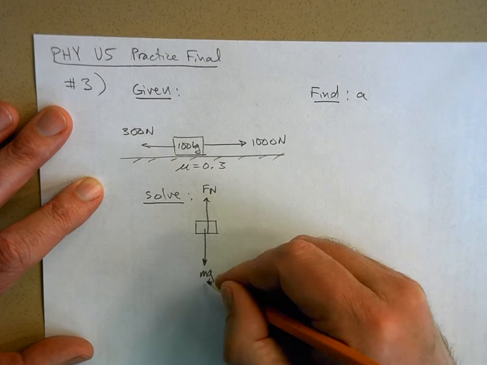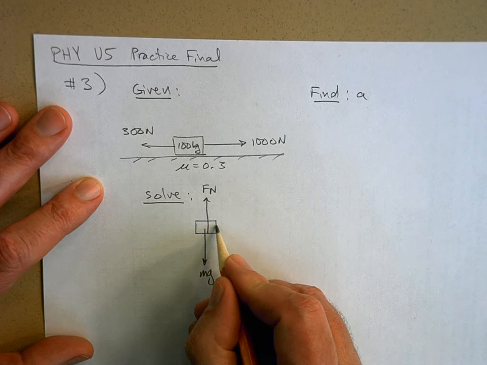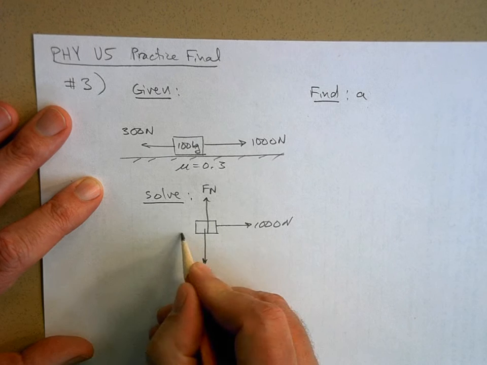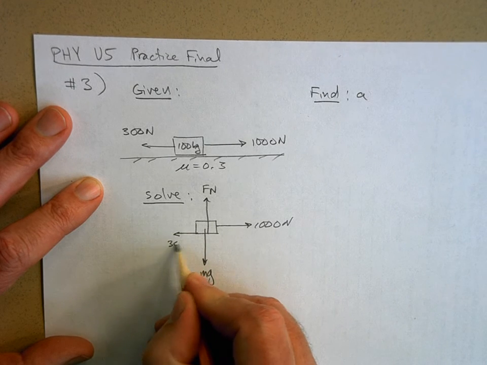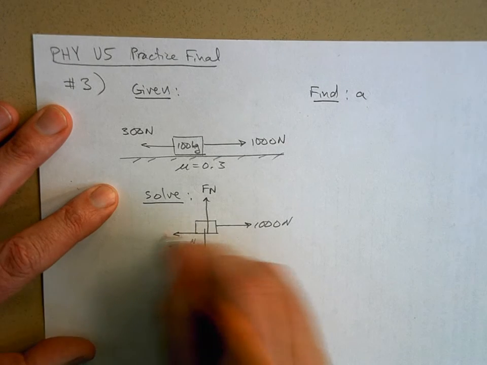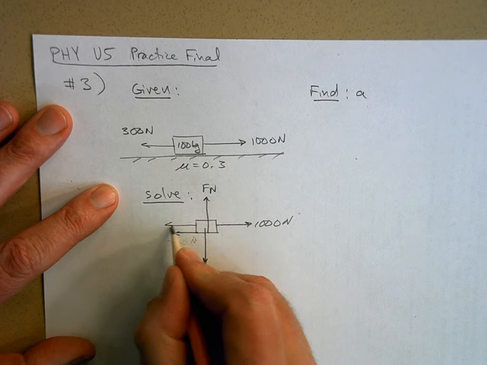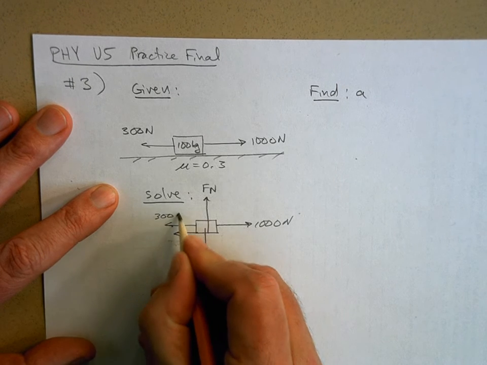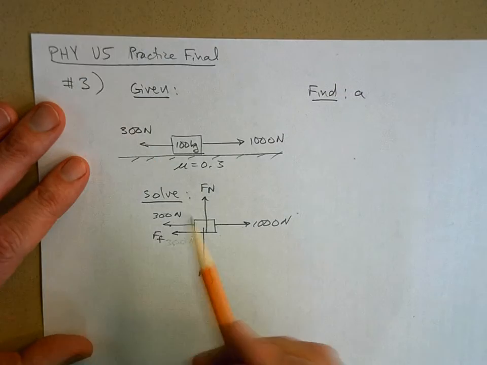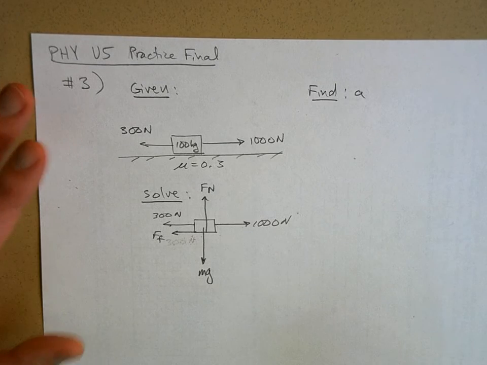So we've got the gravity pulling it down. We've got a normal force supporting it. We've got 1,000 newtons like this. We've got 300 newtons like this. We also have, oh, hold on. I'm going to put the 300 newtons like this. But then we also have this force of friction, trying to keep it back. And that's it. Those are all the forces.